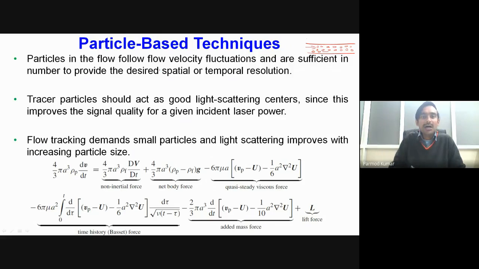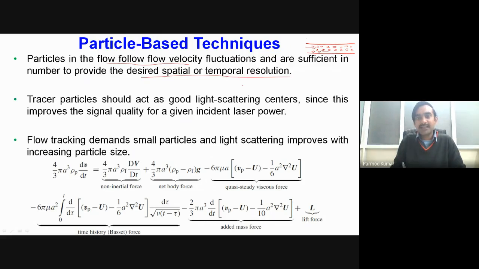Okay, so generally, particles are taken inside the flow field which follow the flow velocity fluctuations, and these particles are sufficient in number to provide the desirable spatial and temporal resolution. In comparison to the thermal anemometry we discussed in our previous lecture, in this particular technique we will have more spatial and temporal resolution.